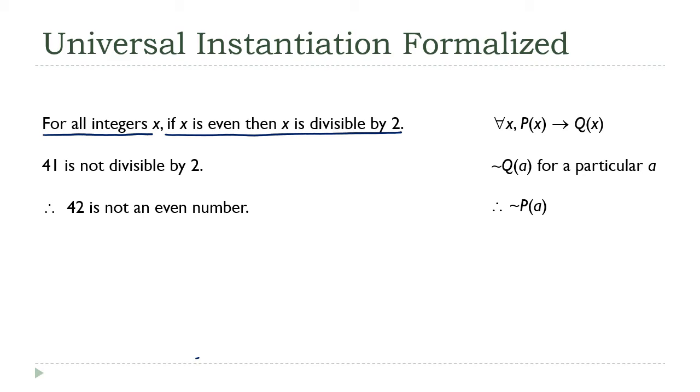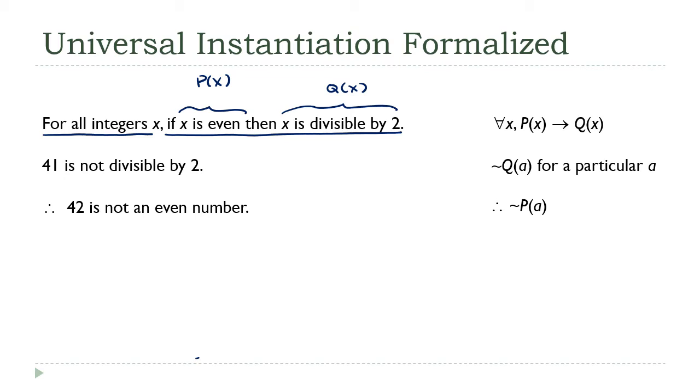Now, referring back to this example, P of X would be X is even, and Q of X would be X is divisible by 2.